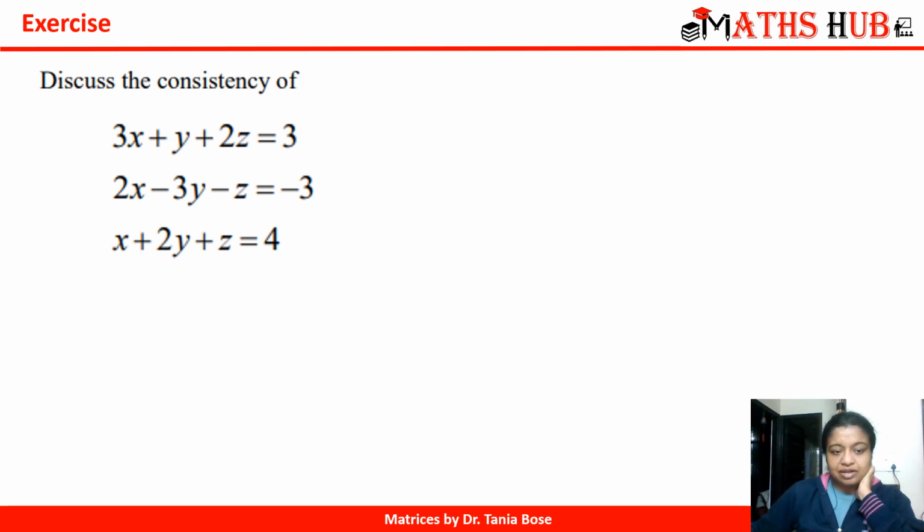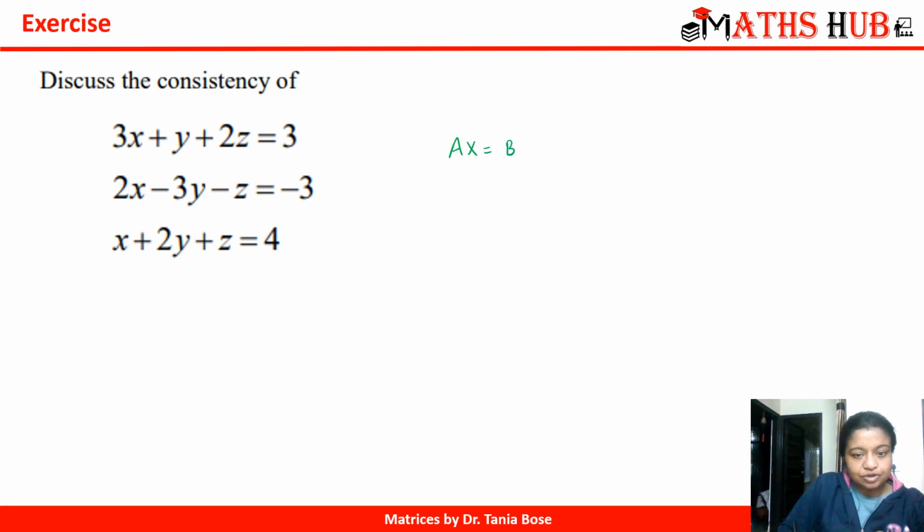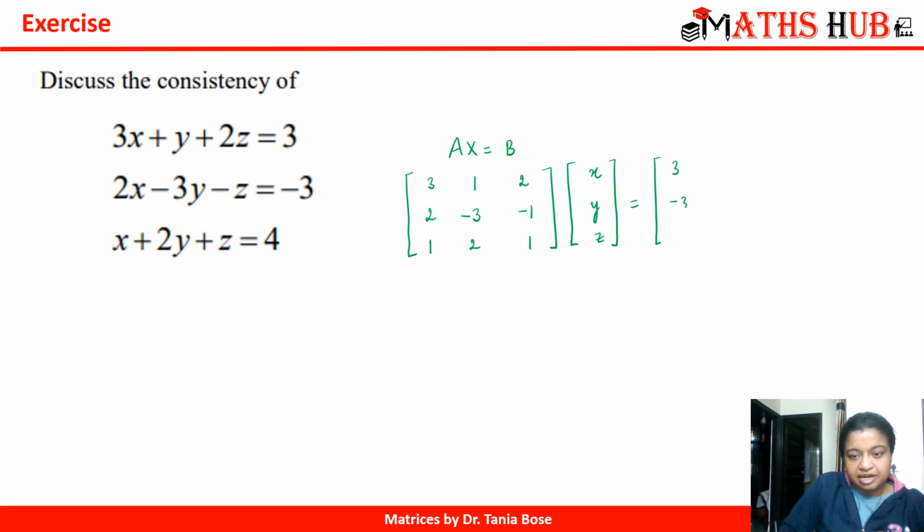Whenever you are solving a system of equations, the first step is to convert the given system of equations into matrix form. So we can write the matrix as Ax equal to B. Here your entries will become, the first row will become 3, 1, 2. Then we have 2, 3, minus 3, minus 1. Then we have 1, 2 and 1. The unknowns are x, y, z. And on the right hand side we have the right hand side vector as 3, minus 3 and 4, right?